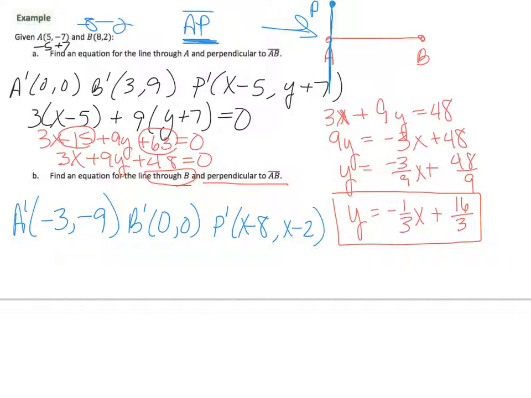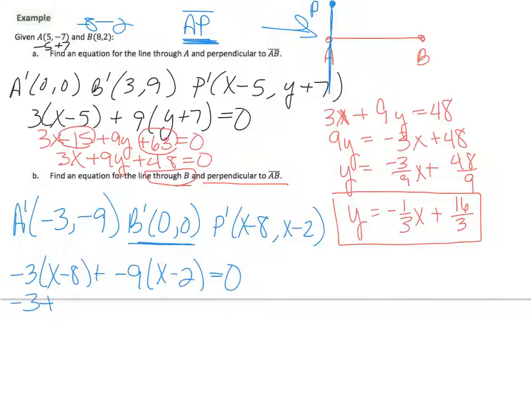Okay, there's my origin. So let's multiply with A and P. Negative 3 times x minus 8 plus negative 9 times y minus 2 should equal 0 for them to be perpendicular. Distribute. Oops, I forgot my y. So distribute. Negative 3x plus 24 minus 9y plus 18 is 0. Collect like terms. Negative 3x plus, minus 9y.